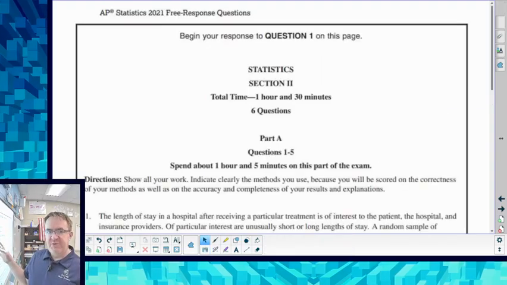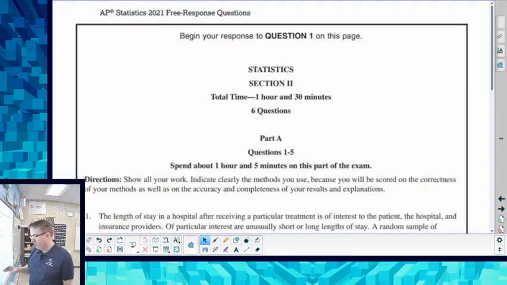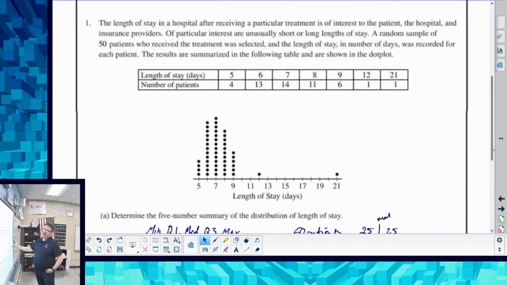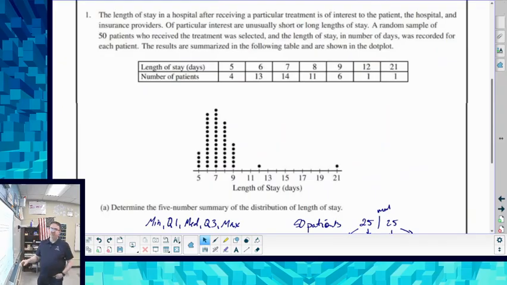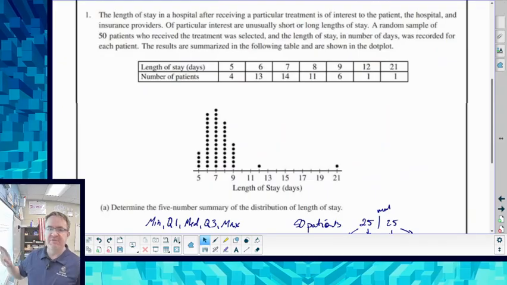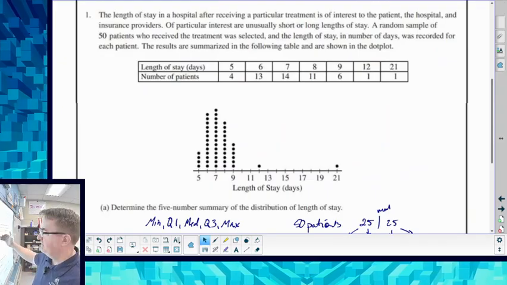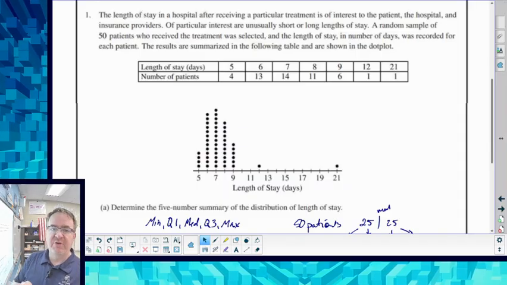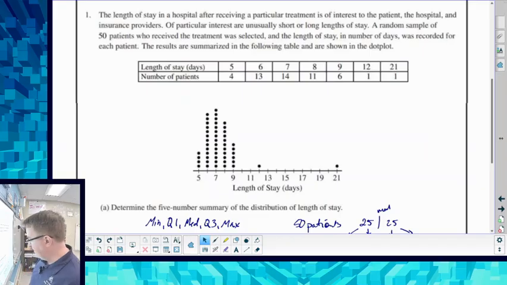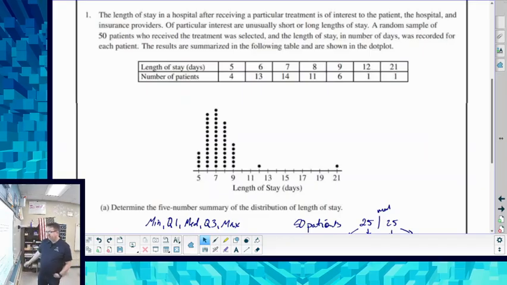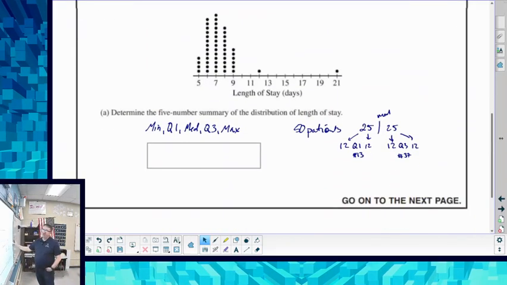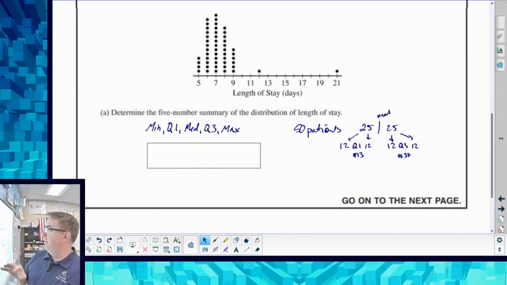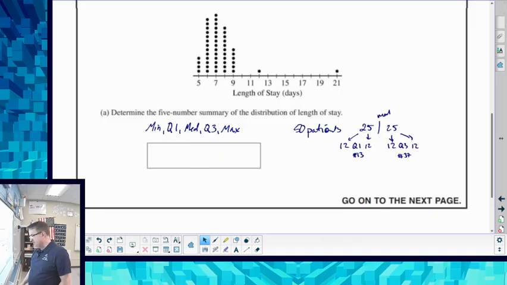So we're looking at 2021. Question number 1 is talking about hospital stays, and it's talking about 5-number summaries. They give you the data in 2 different forms. They give it to you in a table form in terms of frequency. They also give it to you in a dot plot. So depending upon how you want to do the 5-number summary, you can do that. Now, as a reminder, your 5-number summary is your minimum, your quartile 1, your median, your quartile 3, and your max. Minimum and max, obviously, very easy to find.